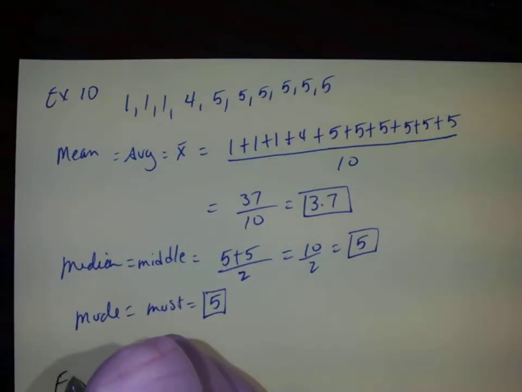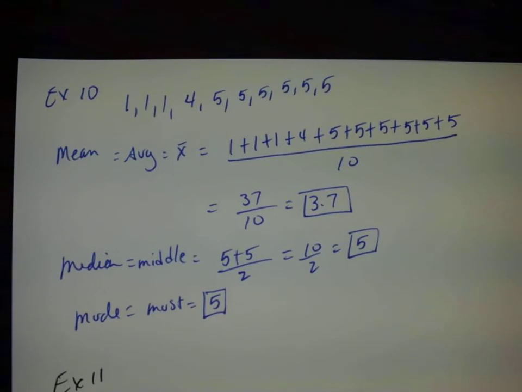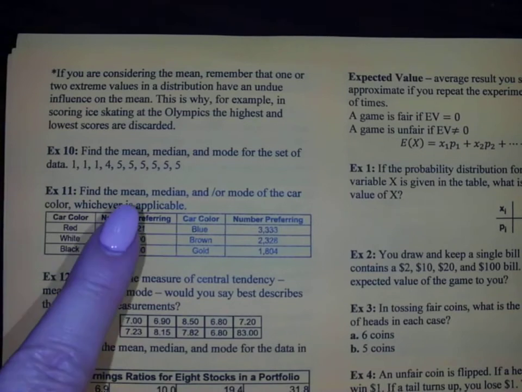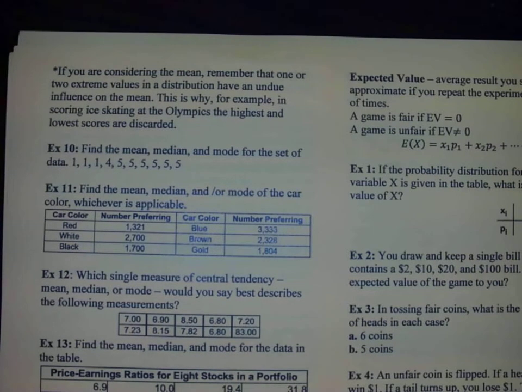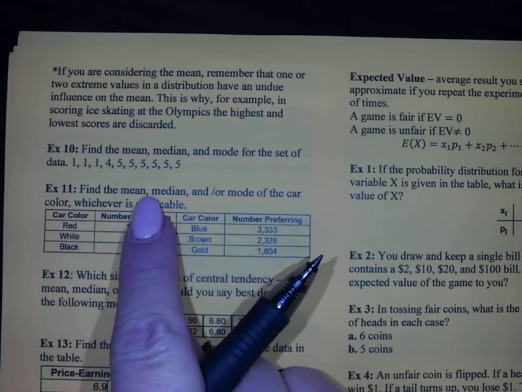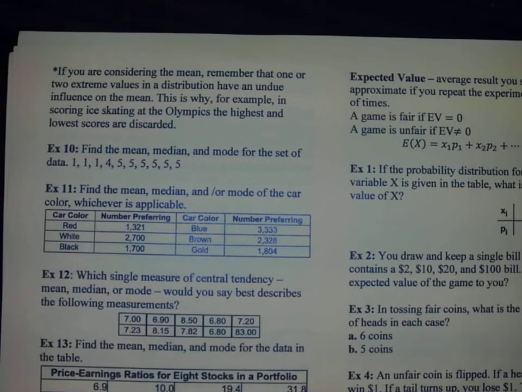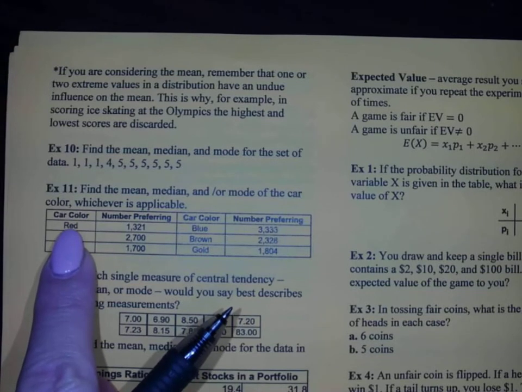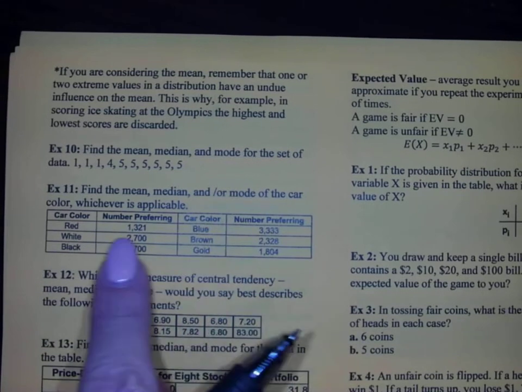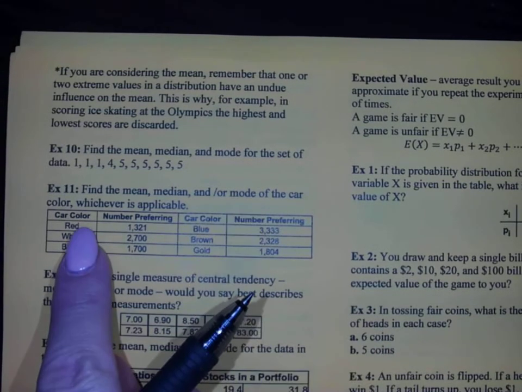All right, so let's go on to example 11. On example 11, we're finding the mean, median, and/or mode of the car color, whichever is applicable. Now, as we were reading the definitions earlier, we talked about how the mean is not suitable for qualitative attributes. The color of a car is a quality attribute. It's not numerical. Also, the median won't be good for this either. So the only one that works for this type of data will be the mode. And it's what happens most often.